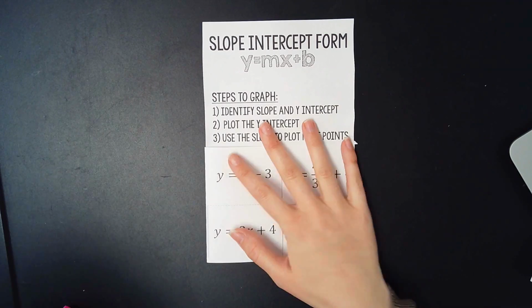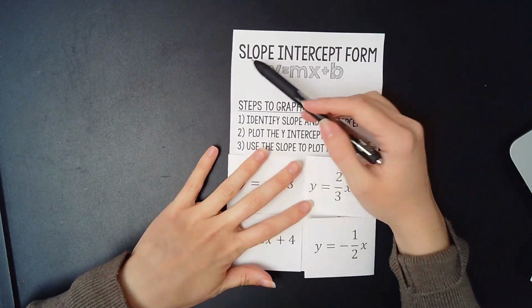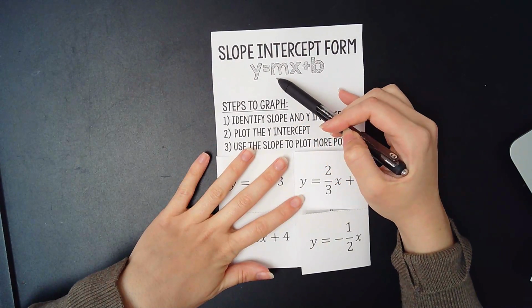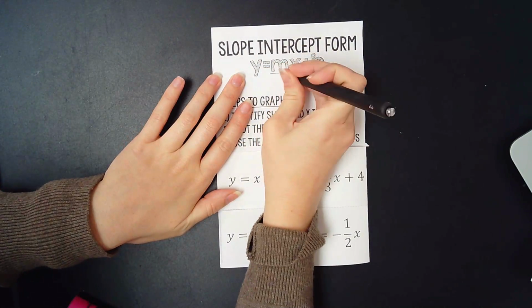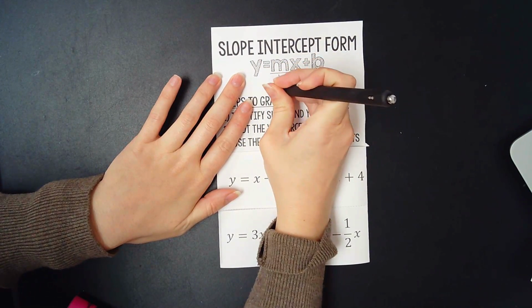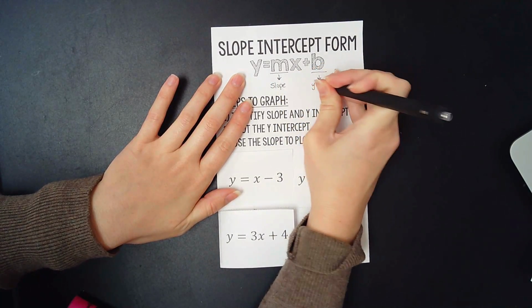I know this is a review, so I'm going to go through this kind of quickly. So when we're looking at slope-intercept form, the equation is y equals mx plus b. M stands for our slope, and b stands for the y-intercept.